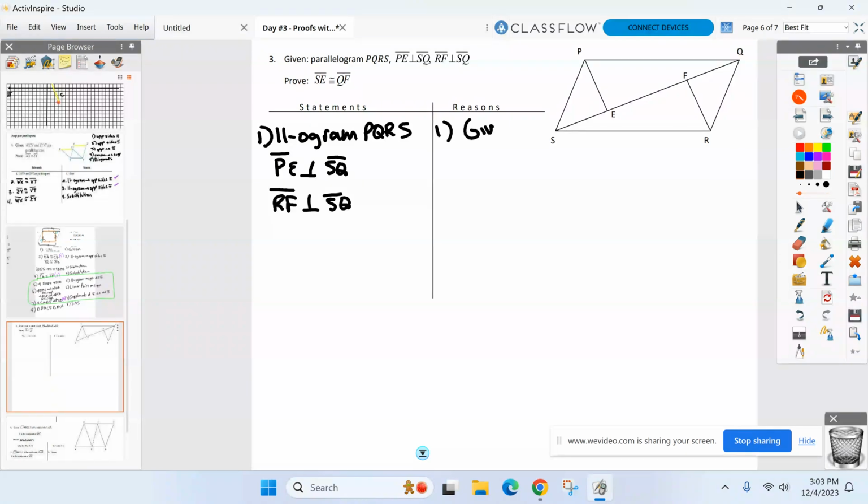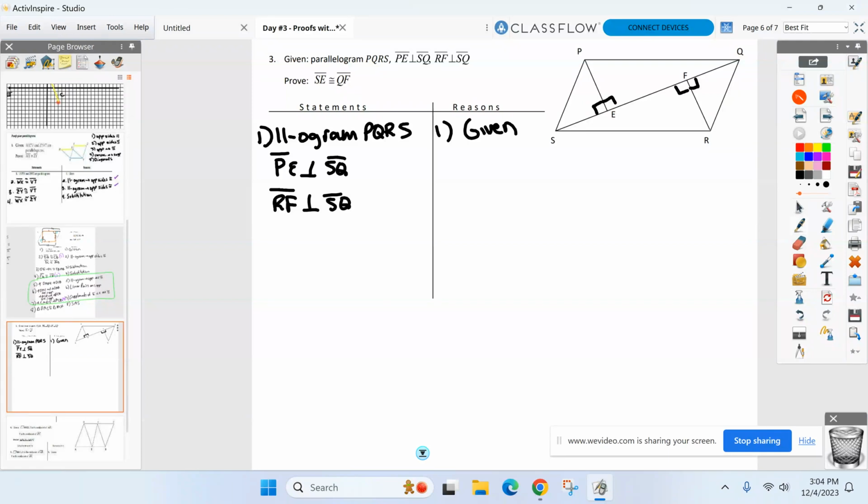Okay, the whole thing's a parallelogram. We got perpendicular lines, so I know I got right angles on both sides. Probably only need one, but not both. And now I'm looking for SE congruent to QF. So I take a look at SE and QF. They are not sides, so I can't say that they're congruent right away. As you guys have known from our Unit 4 and some of our indirect proofs, the only way we get segments congruent is to prove triangles that contain those segments congruent. So we're going to have to prove triangles first, so we've got to make a decision right now.